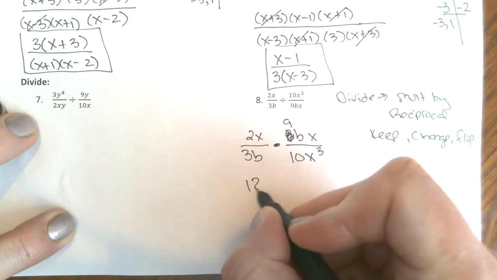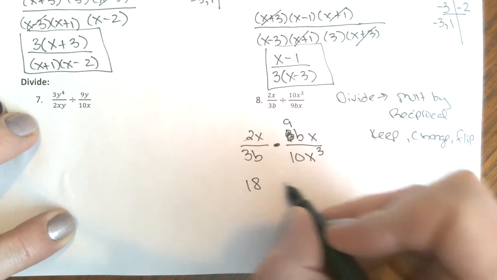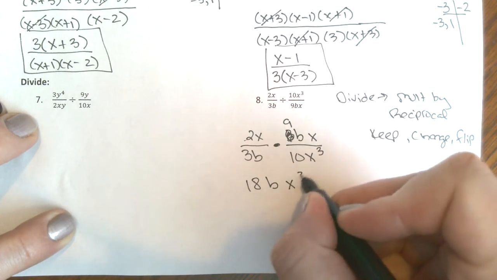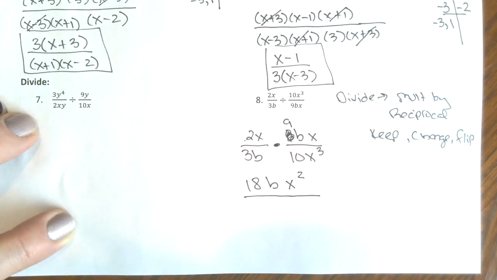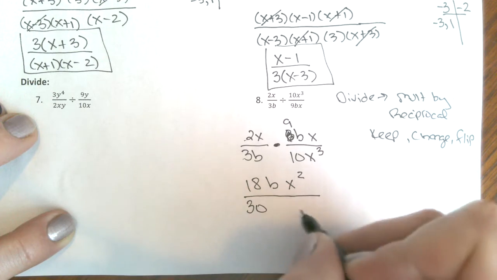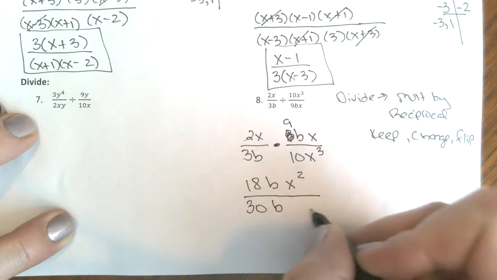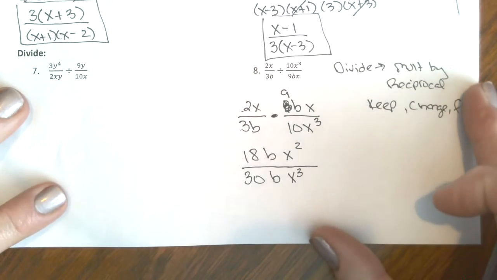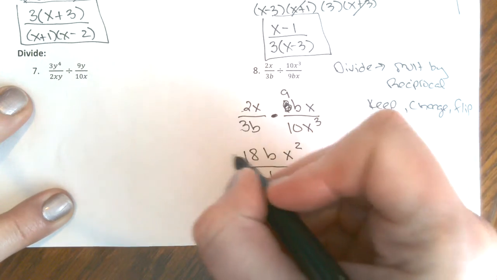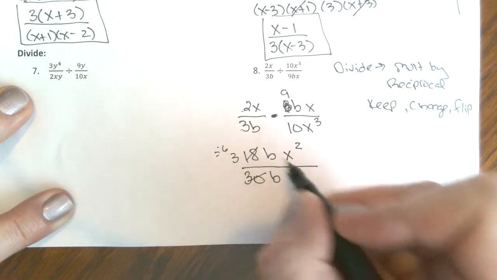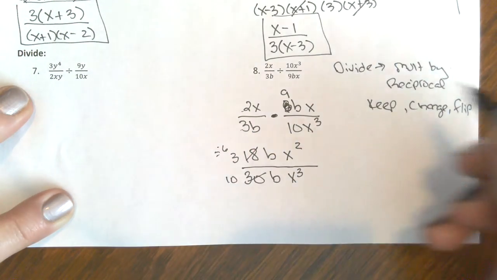So 2 times 9 is 18. I'm going to have that 1b, and then when I multiply my x's, I get x squared. Denominator, 3 times 10 is 30, and we have that 1b, x to the third. Now I can simplify this. I'm going to divide a 6 out of the top and bottom. That gives me a 3 on top and a 10 on bottom.